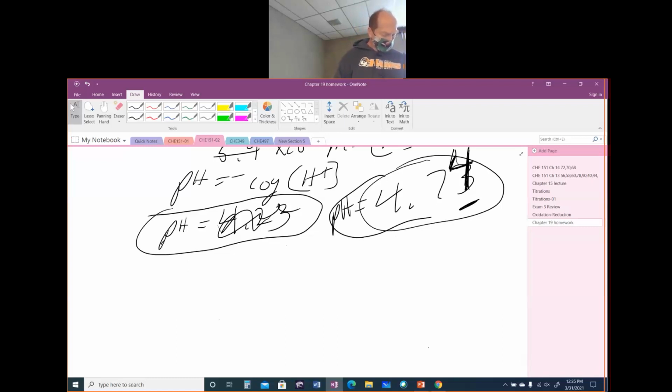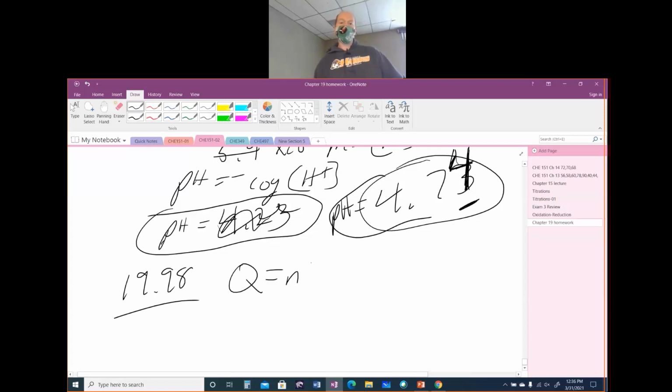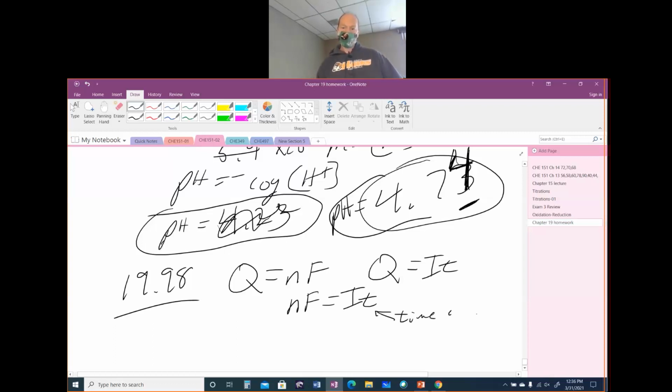All right, let's do an electrolysis problem. Let's do 1998. All right, so this is electrolysis. So the equations, Q is equal to nF, Q is equal to It. There will definitely be problems using these equations. And so if Q is nF and Q is It, then nF is equal to It. All right, the key here is time has to be in seconds, not any unit of time, must be in seconds.